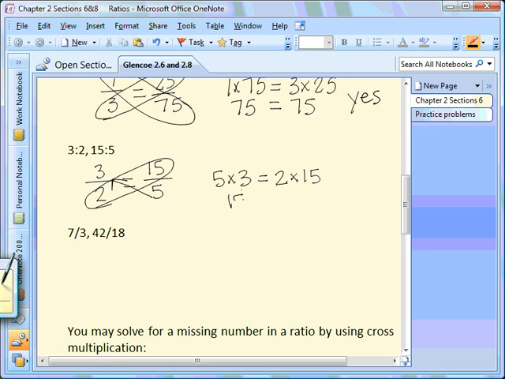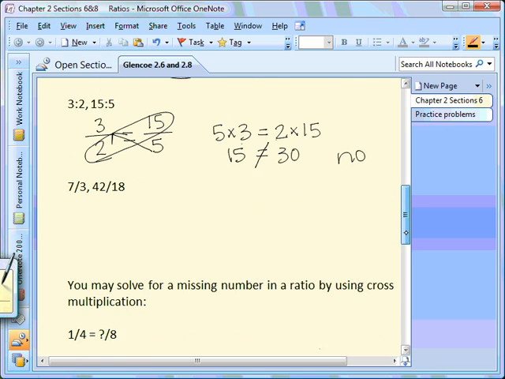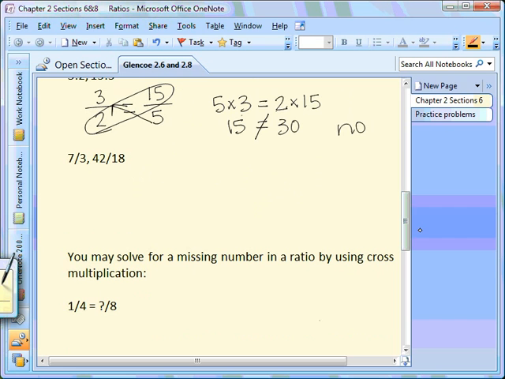And we're going to solve for each side. 5 times 3 equals 15. Bring down our equal sign. 2 times 15 equals 30. Is 15 equal to 30? No, it's not. So we would put a slash through because it's not equal to. The two ratios are not equivalent.